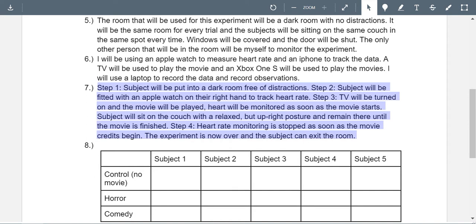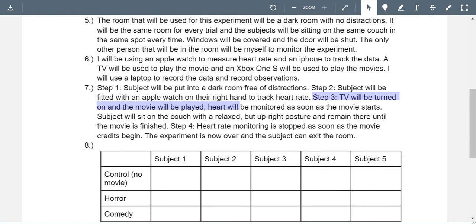Subject will be fitted with an Apple Watch. Okay, I assume this is a brand, because I know Apple Watches, but you've got to make this look like some type of a proper noun. Capitalize it, italicize it, put the trademark logo after it, not just writing Apple Watch. Again, this paper could go to some moderator on the other side of the world. I mean, they might know what an Apple Watch is, but you've got to keep this as a professional paper. It will be fitted with an Apple Watch on their right hand to track their heart rate. Okay, so we're measuring heart rate.